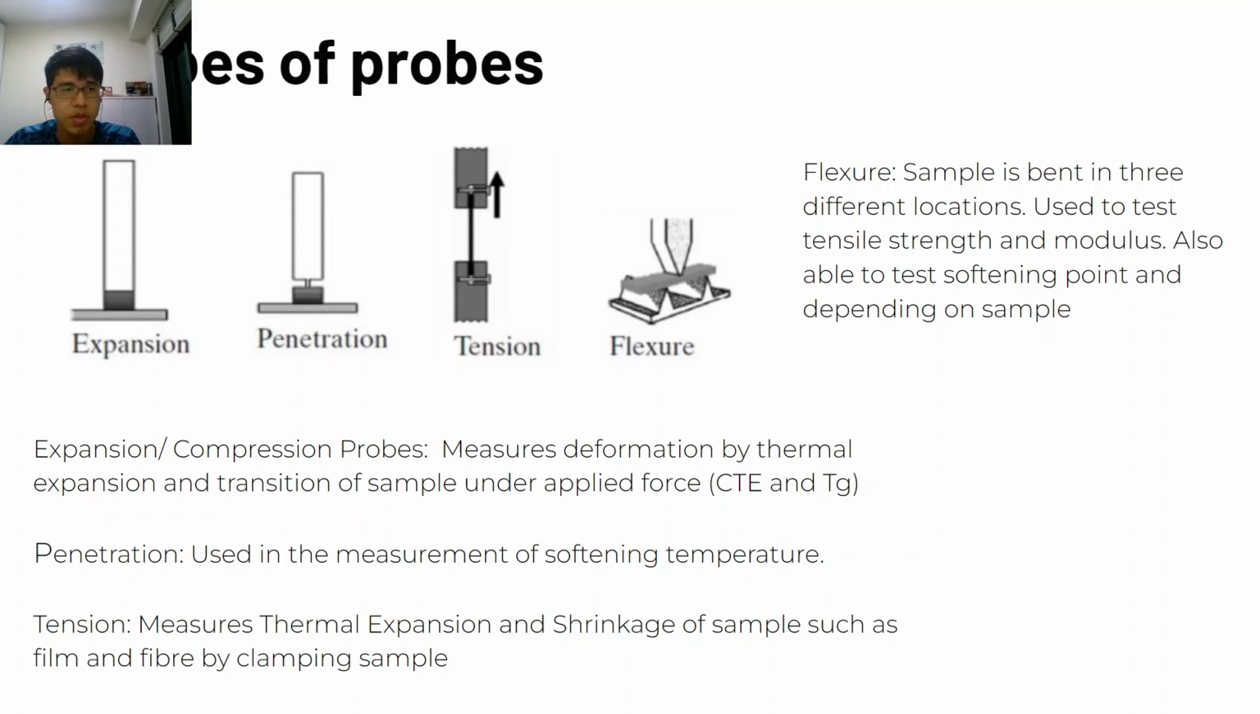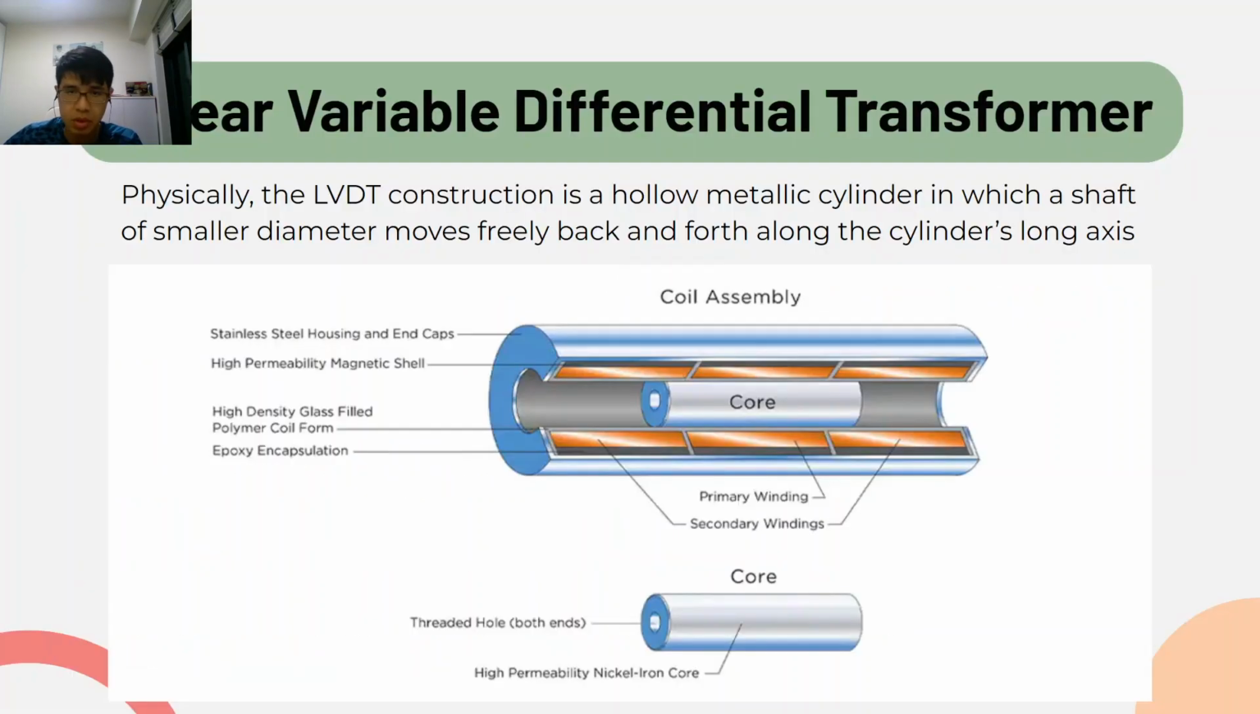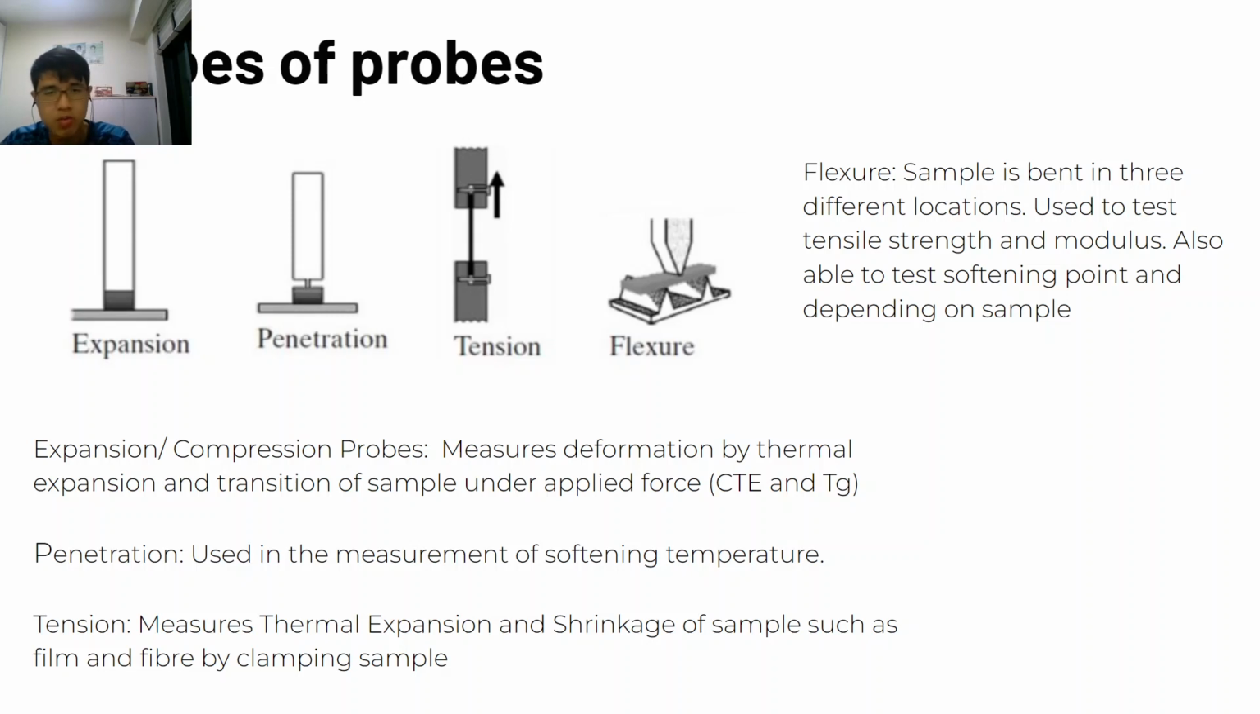Right, so the types of probes that can be used are expansion probe, penetration probe, tension probe, and deflection probe. So essentially what these probes do is that they generate a different kind of force depending on the probe, and the types of force, as we learned in another module known as the mechanics of materials. For example, the flexure probe generates a bending force at these points as my cursor is pointing, and the expansion probe obviously generates an expansion force, and so on.